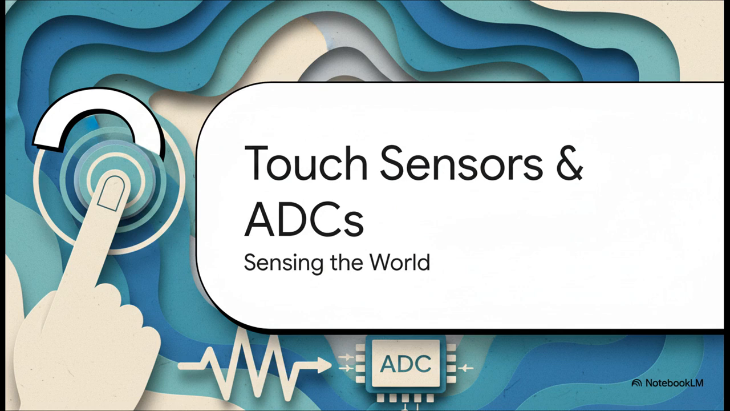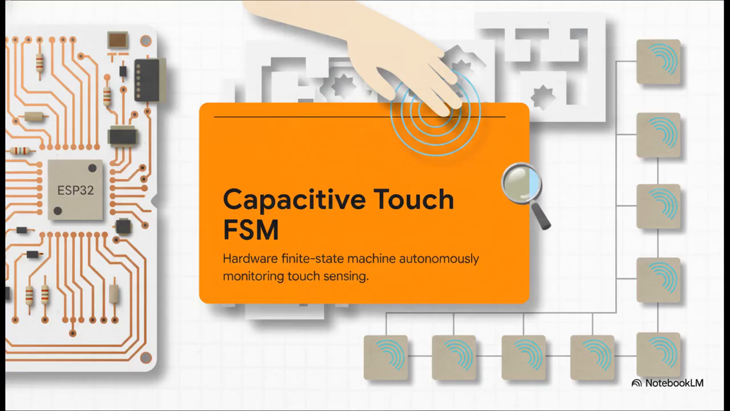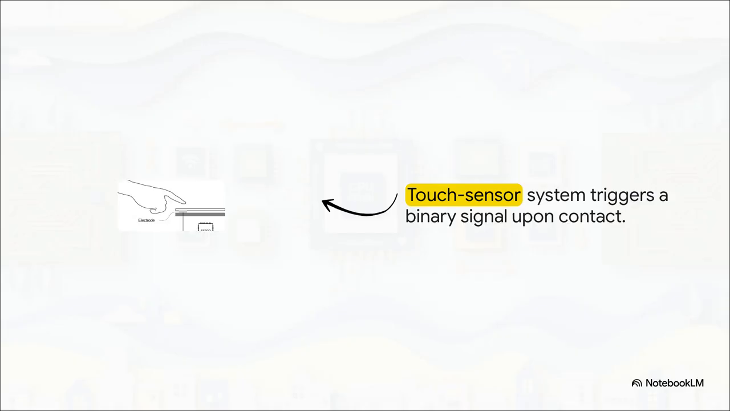All right, Section 3, Touch Sensors and ADCs. Next up, let's give our microcontroller some actual senses. You really don't need a complex external module to detect human touch anymore. There's a dedicated, hardware-implemented finite-state machine that controls the 10 capacitive touch pins on the ESP32. This FSM is constantly, autonomously monitoring for capacitance variations on the physical pads, so the main CPU doesn't have to constantly babysit it. The setup for this is surprisingly straightforward.